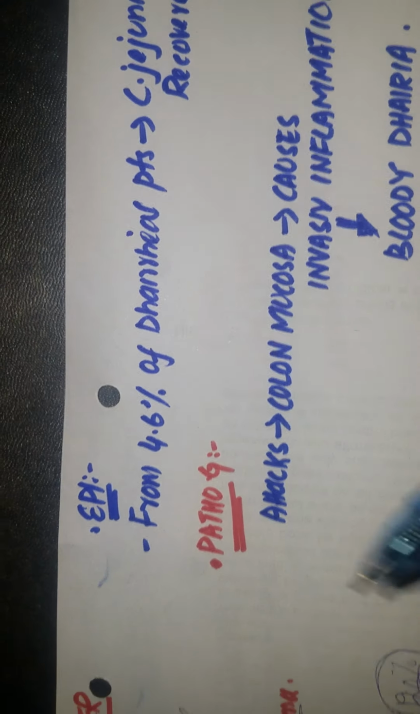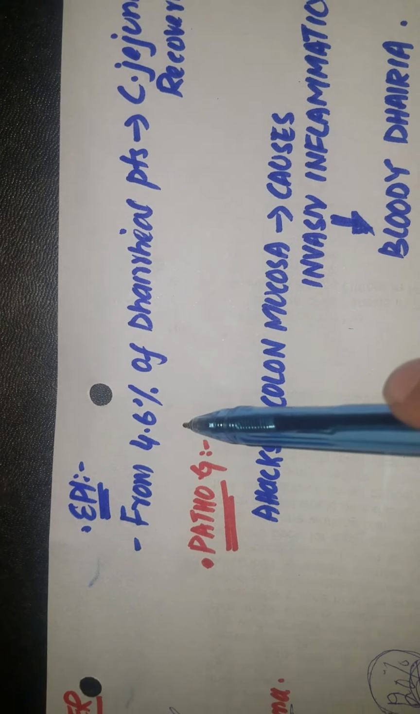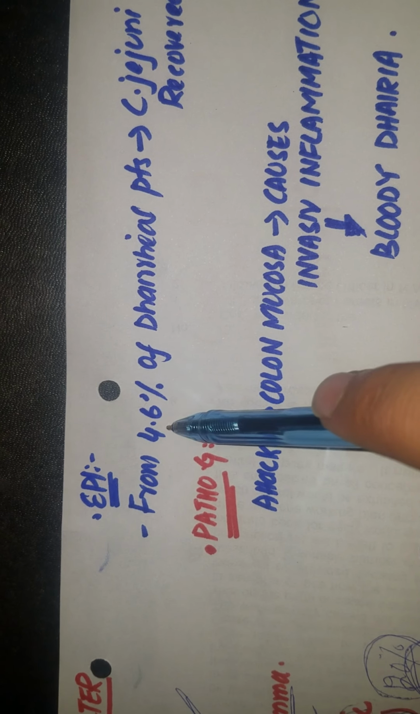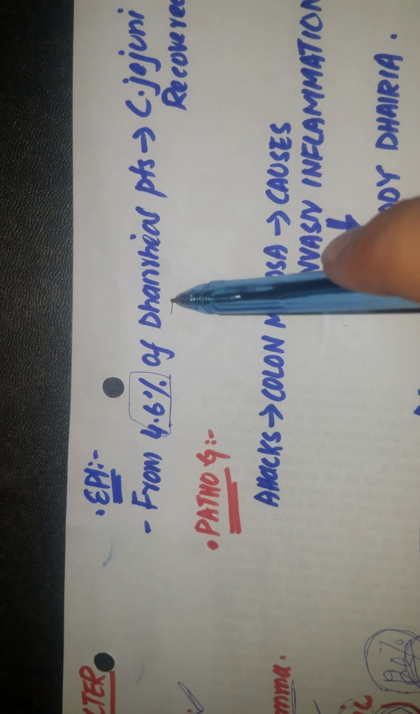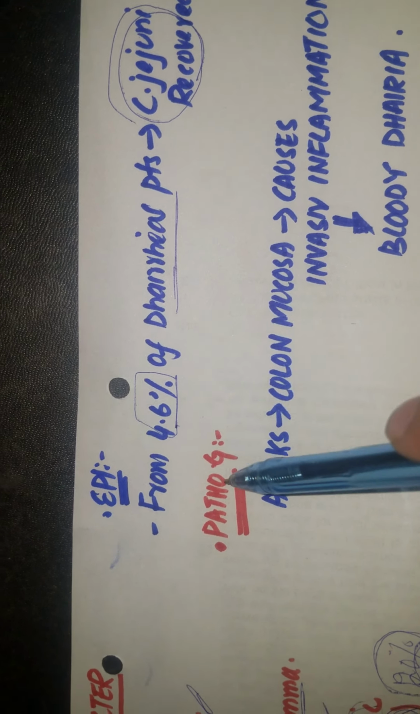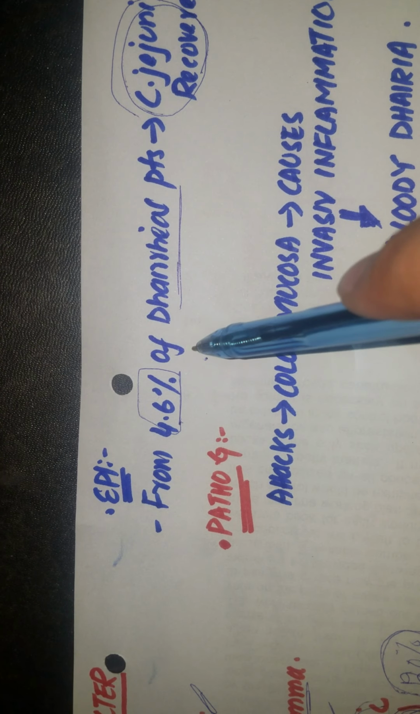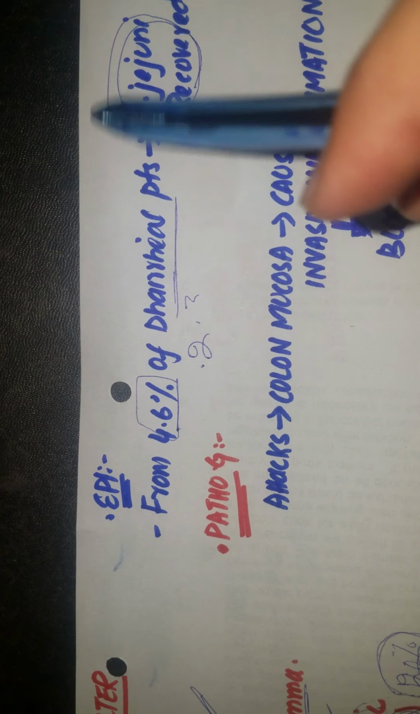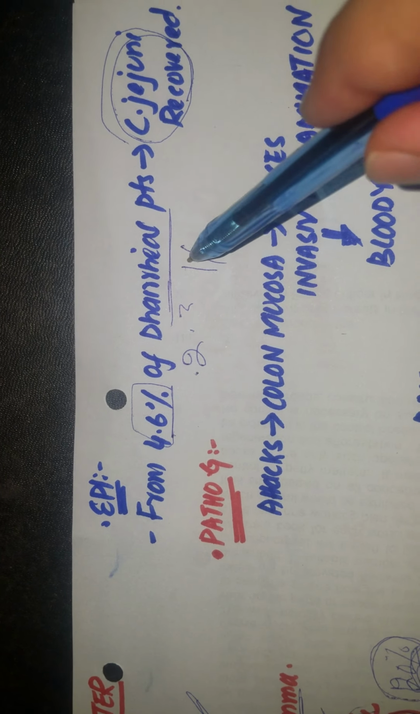The next one is the epidemiology. In the USA, Campylobacter jejuni is recovered from about 4.6% of diarrheal patients, a higher rate than Salmonella, which is 2.3%, and Shigella, which is 1%.